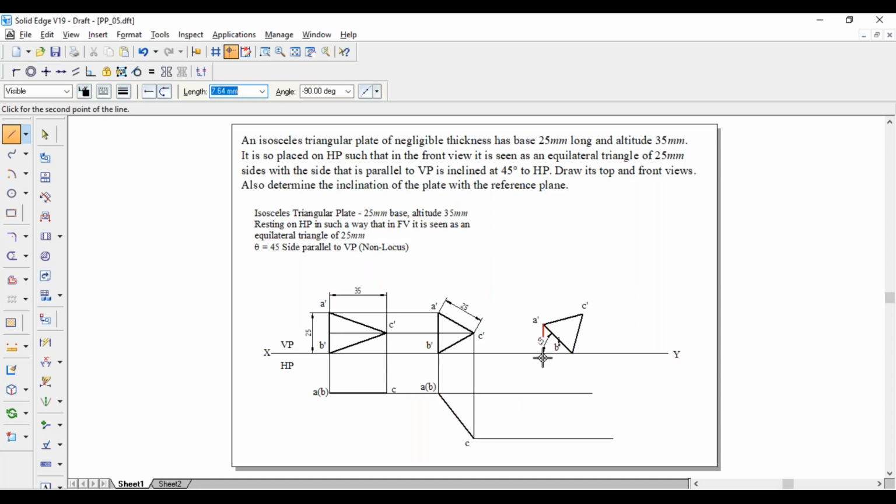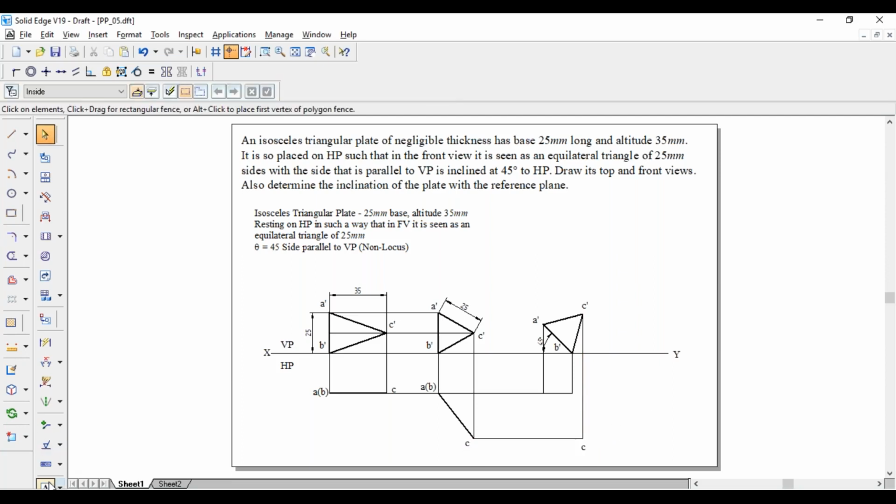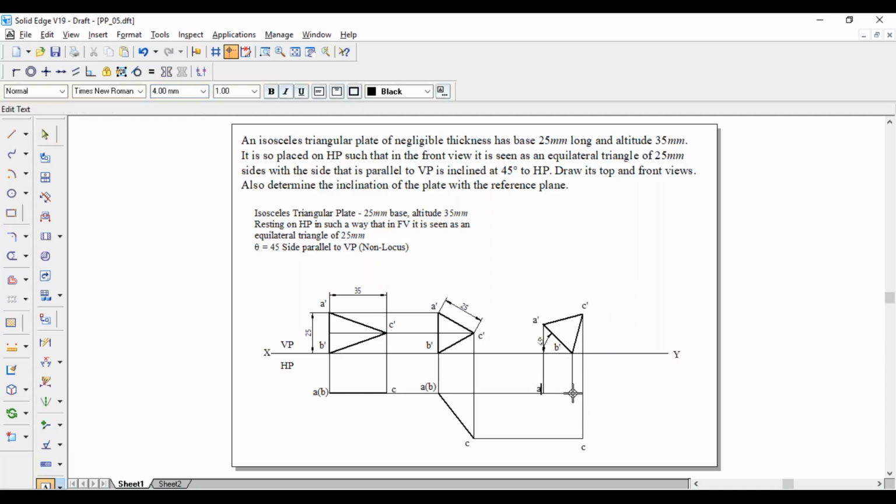Now A dash is here, A is here. So project this one till this line. Similarly, B dash is here, B is here. Project this one till this line. And afterwards, C dash is here, C is on this line. Project till this line. Here are the extra portions. Now join the points. This is C. This line came from A, so this is A, and this one came from B dash, nothing but this is B. Join all the 3 points with thick line: AB, B to C, C to A.